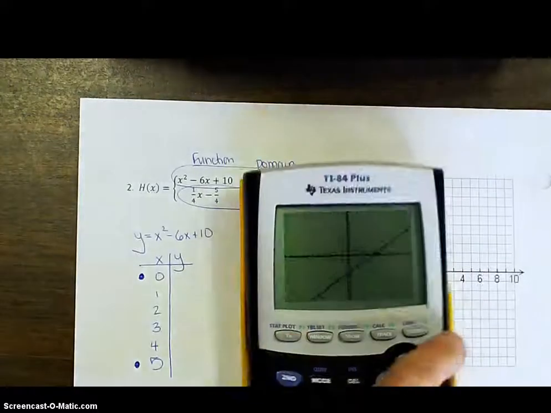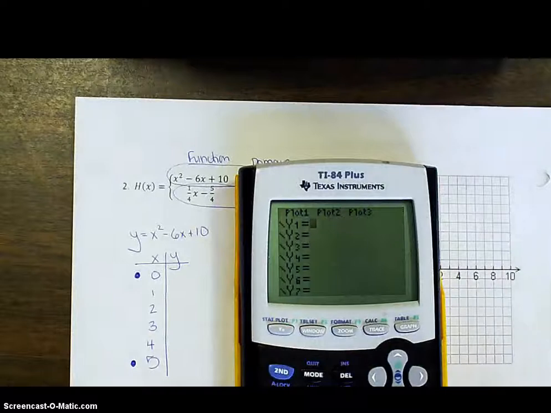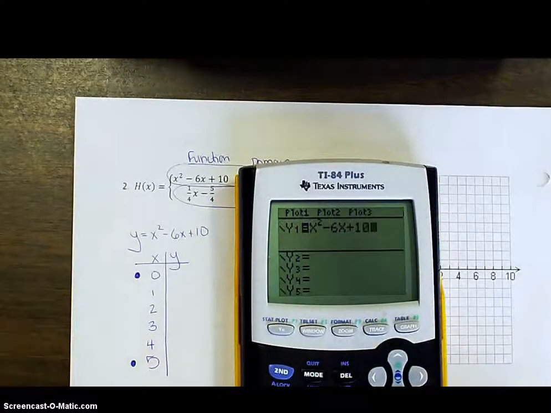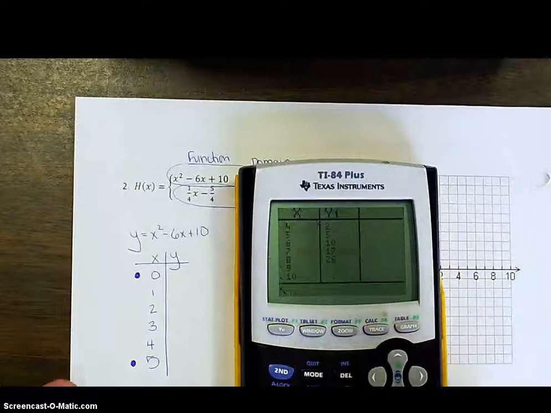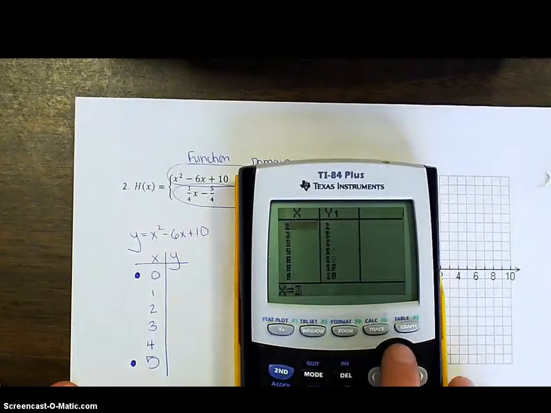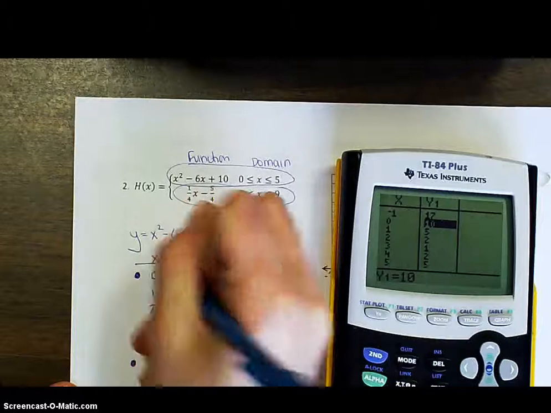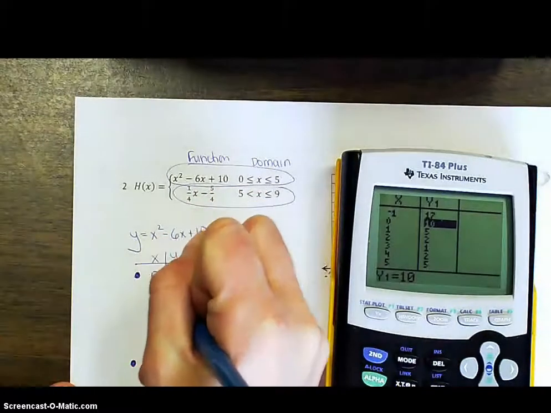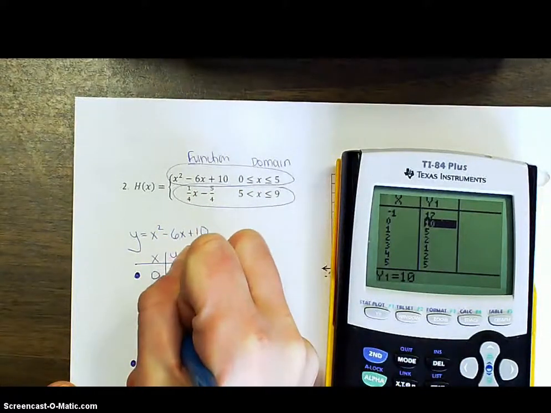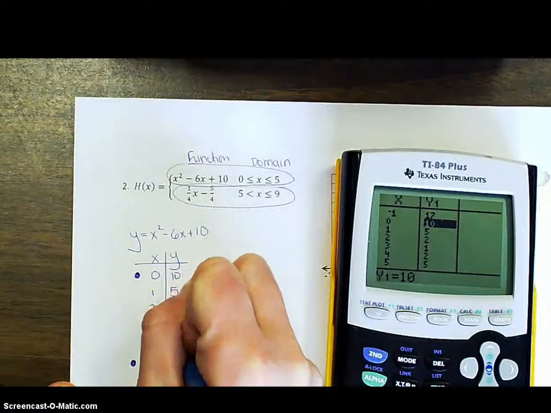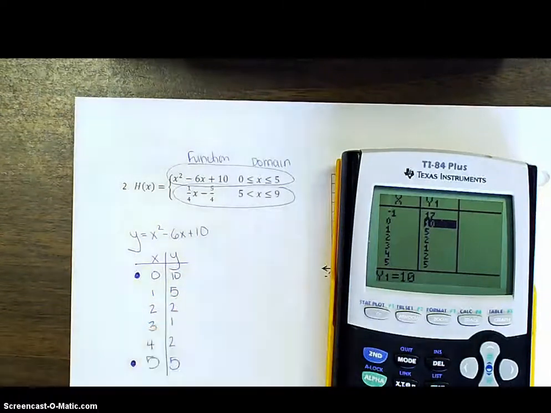Okay, now let's use our calculators to fill in the table of values. X squared minus 6x plus 10. We hit second, y equals. All right, I'm going to go up to find my points. So 0 is 10, 1 is 5, 2 is 2, 3 is 1, 4 is 2, and 5 is 5.